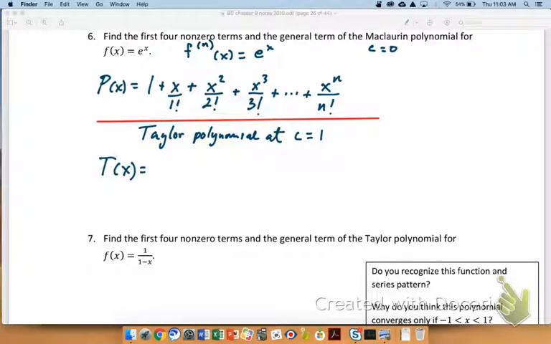Okay, so I'll put T of x here for Taylor polynomial. You could put P of x if you want. What was your first term? Was it the same or different? It's e to the first, right? It's got to be f of 1.